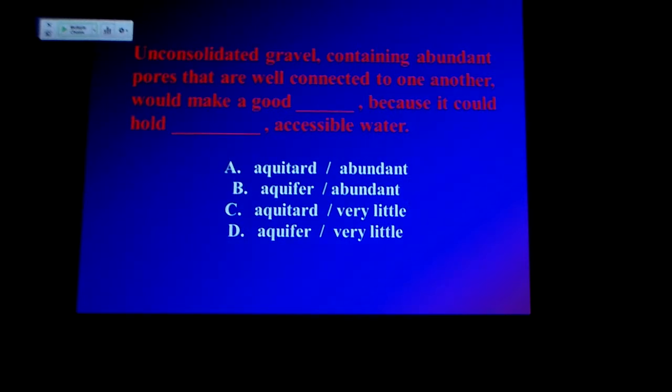Okay. I have an unconsolidated gravel containing abundant pores, and they're well connected to one another. Okay, that would make a good what, because it would hold what kind of accessible water? Give you 25 seconds.